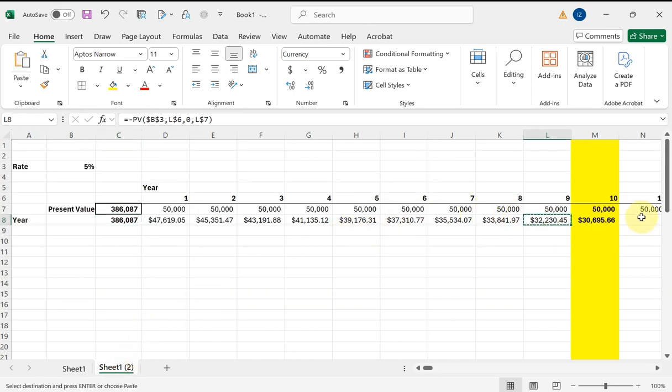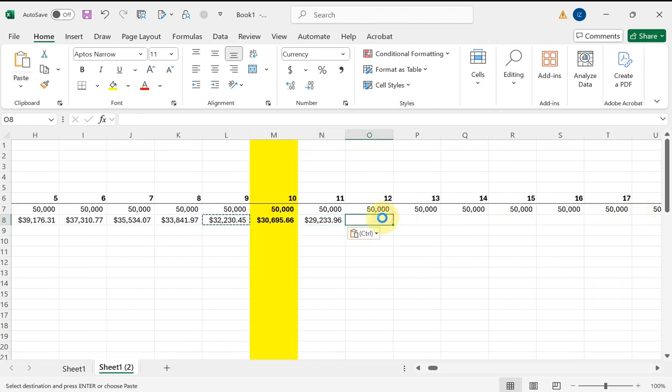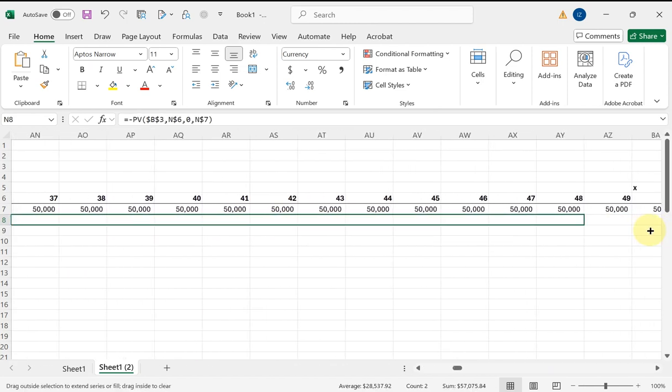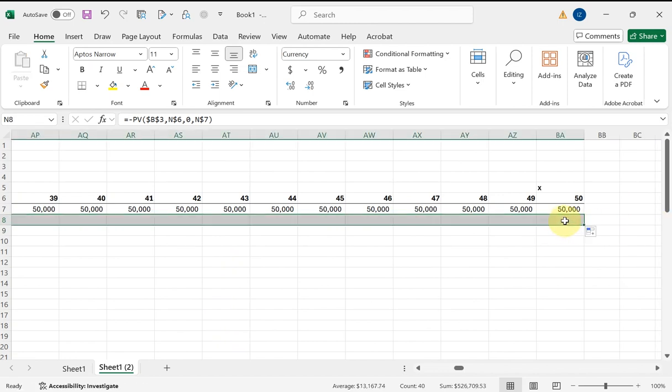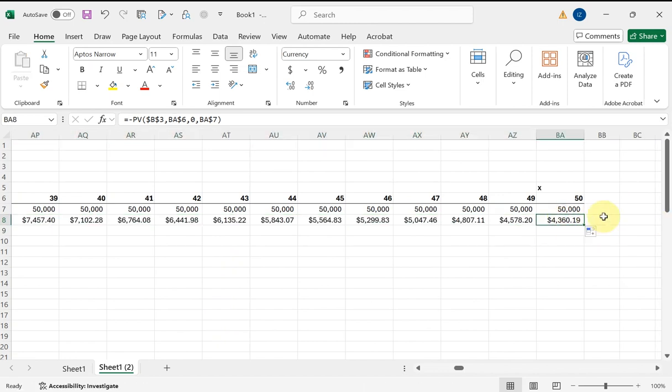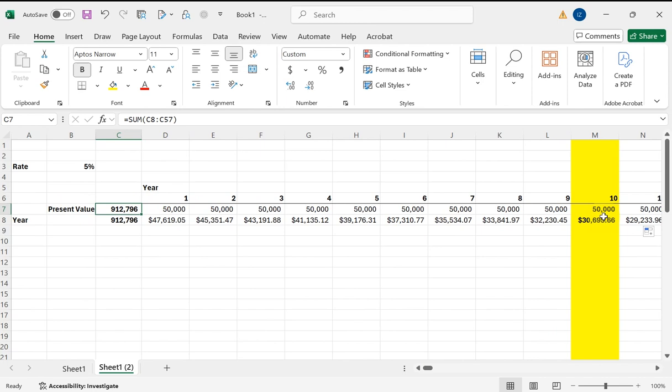Let's take it out to 50 years, and let's see what this is worth, right? So I'm just going to drag this out for 50 years and see what you get in terms of a present value of 50 years of these streams of income. So now we have $912,000, and that's 50 years of receiving $50,000.